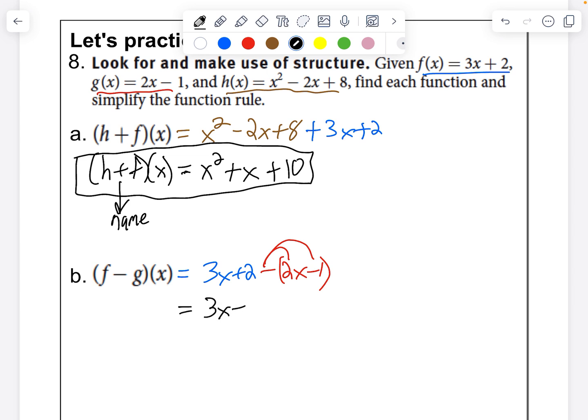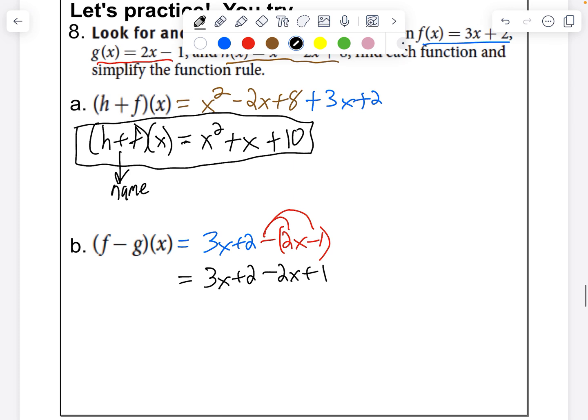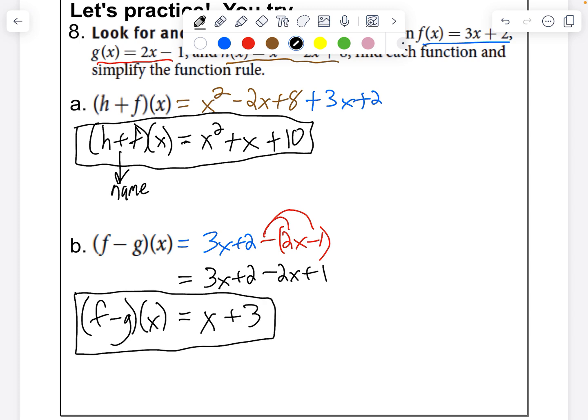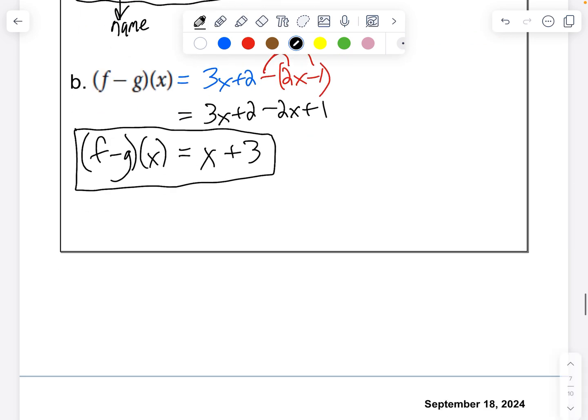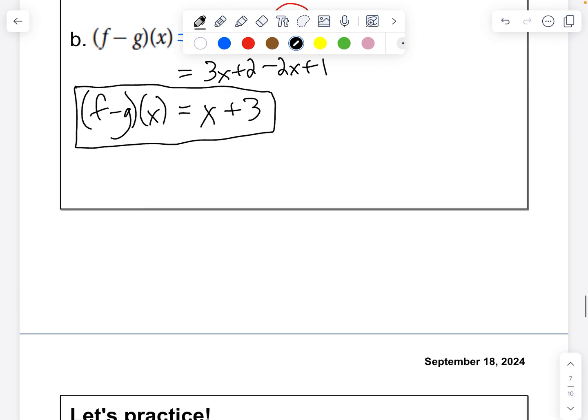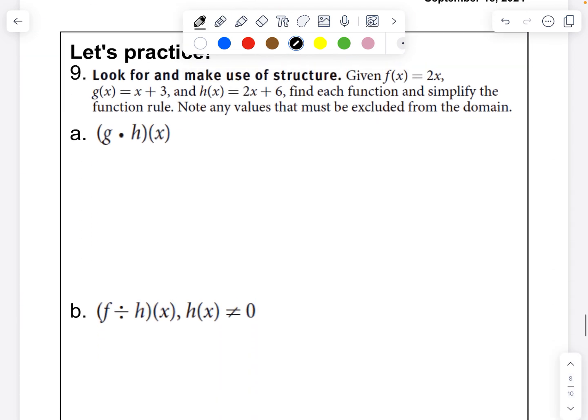We get 3x plus 2 minus 2x plus 1, and now we're just combining like terms. So our new function, f minus g of x, is, we get 3x minus 2x, which are like terms. X gives me 1x. 3 minus 2 is 1, and then I get 2 plus 1, which is 3. All right, so there's my new function, f minus g. Okay? Now, so that's addition and subtraction. Let's do some multiplication and division.